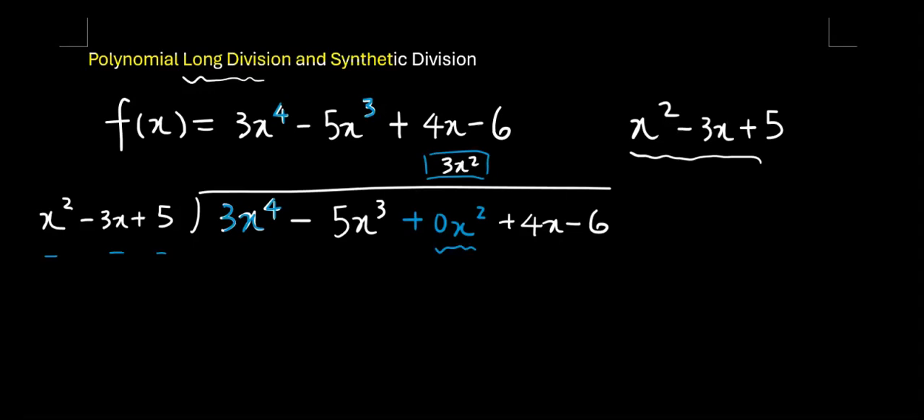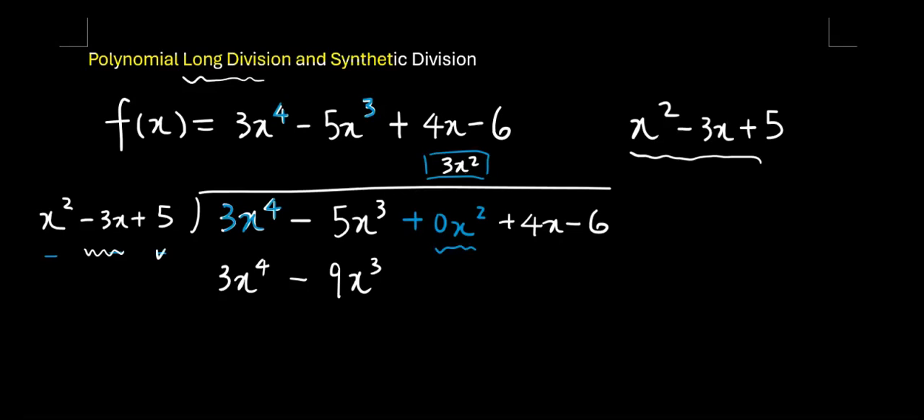Why? Because 3 times 1, that's 3. X squared times x squared, that's x to the 4th power. So you put down 3x squared. That's the first one we need to put down here. Then we start to do multiplication. Then 3x squared times negative 3x, we have negative 9x cubed. You're doing multiplication now. 3x squared times 5.